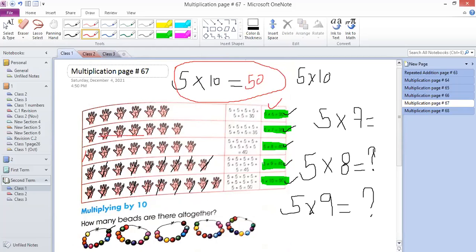There are 7 hands. 5 into 7 or add 5 seven times. Both will give you the answer 35. There are 8 hands. So 8 times 5 or add 5 eight times. In both ways, you will get to know that there are total 40 fingers. And 9 times 5 equals 45 and 10 times 5 equals 50.